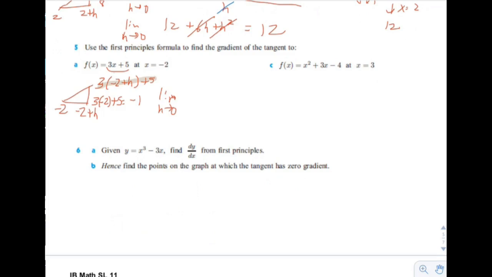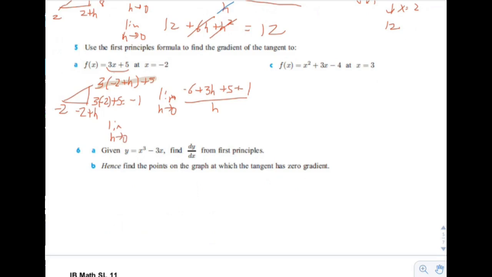So I'm going to put negative 6 plus 3h plus 5. And then I'm going to subtract off a negative 1, so that's plus 1. Okay? And then in the denominator, I put negative 2 plus h minus a negative 2, which is just going to give me h.